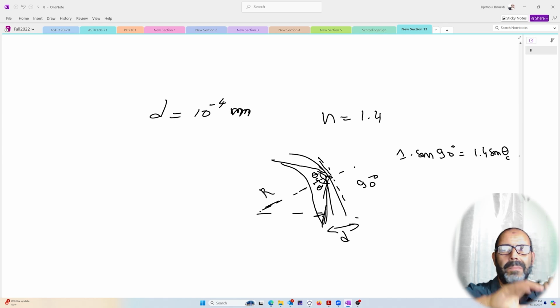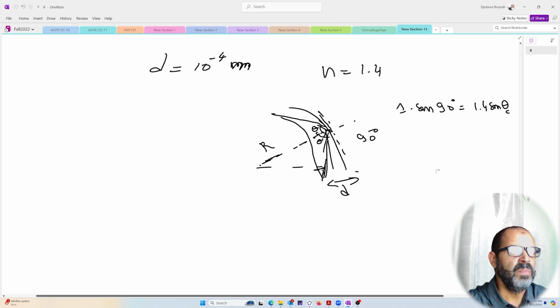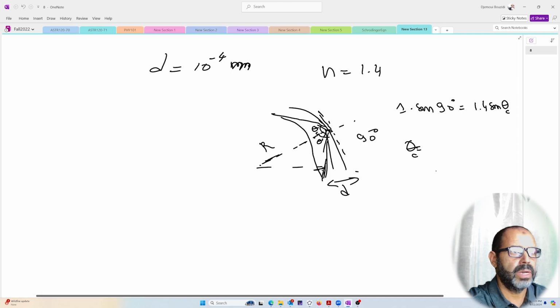So this is the maximum bending. We can't bend it any further. If we do, then we have a problem. The light will escape and we will have a signal that is not clear. The image is not going to be sharp. From here we can find what theta c is. Obviously this is 1, so theta c is just the arc sine of 1 over n. That's basically what we saw in lecture.